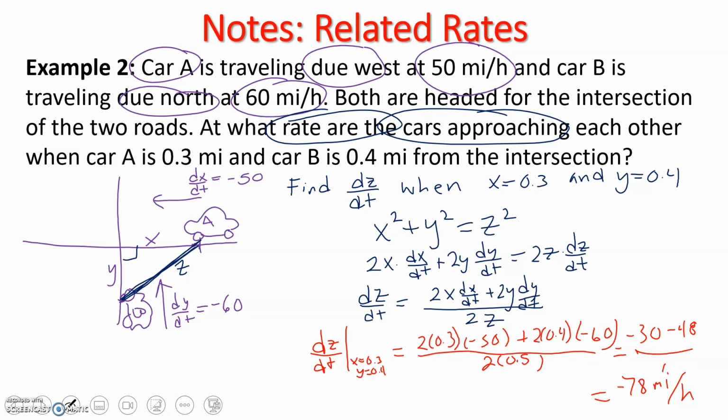And so we would say then the cars are approaching each other at 78 miles an hour when car A is 3/10 of a mile and car B is 4/10 of a mile from the intersection.